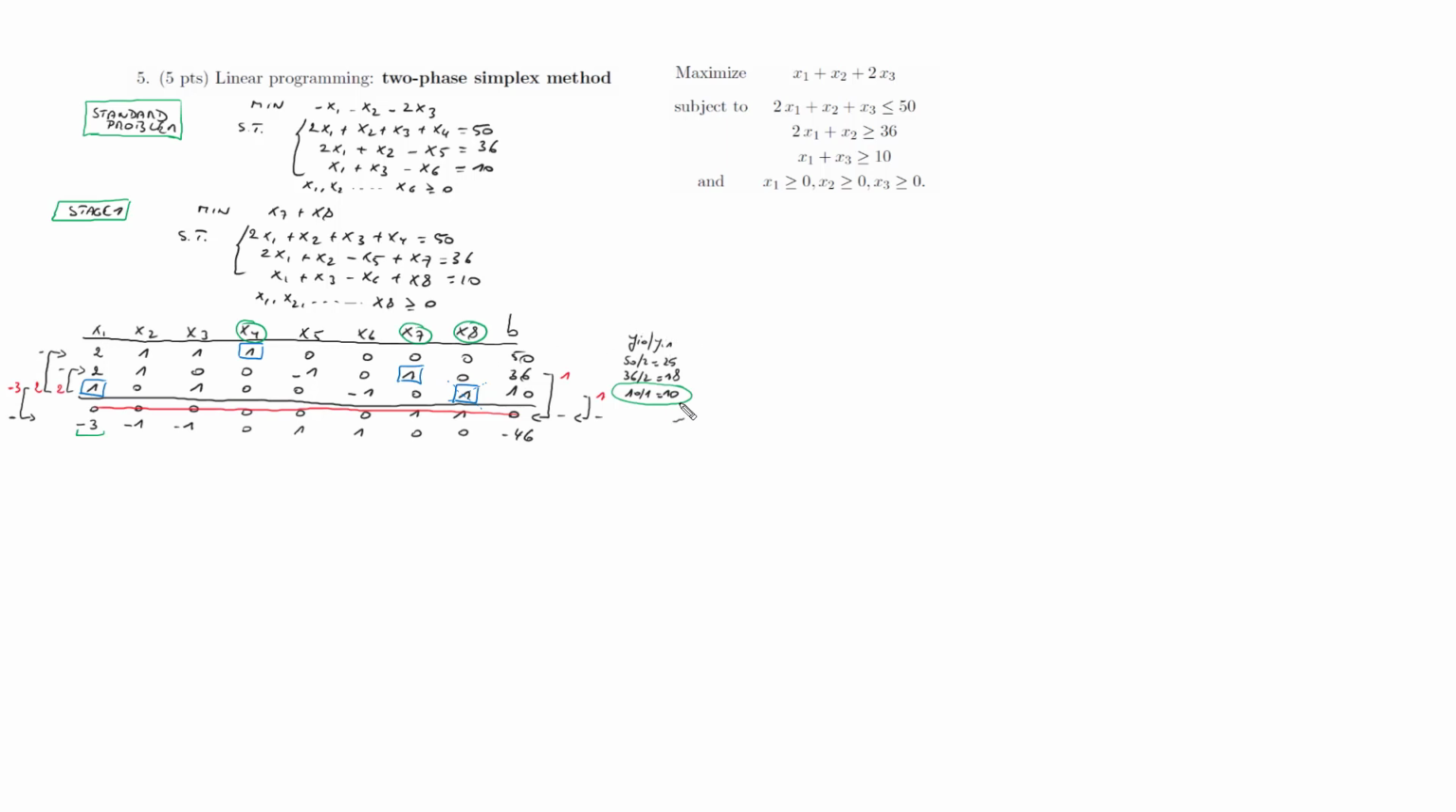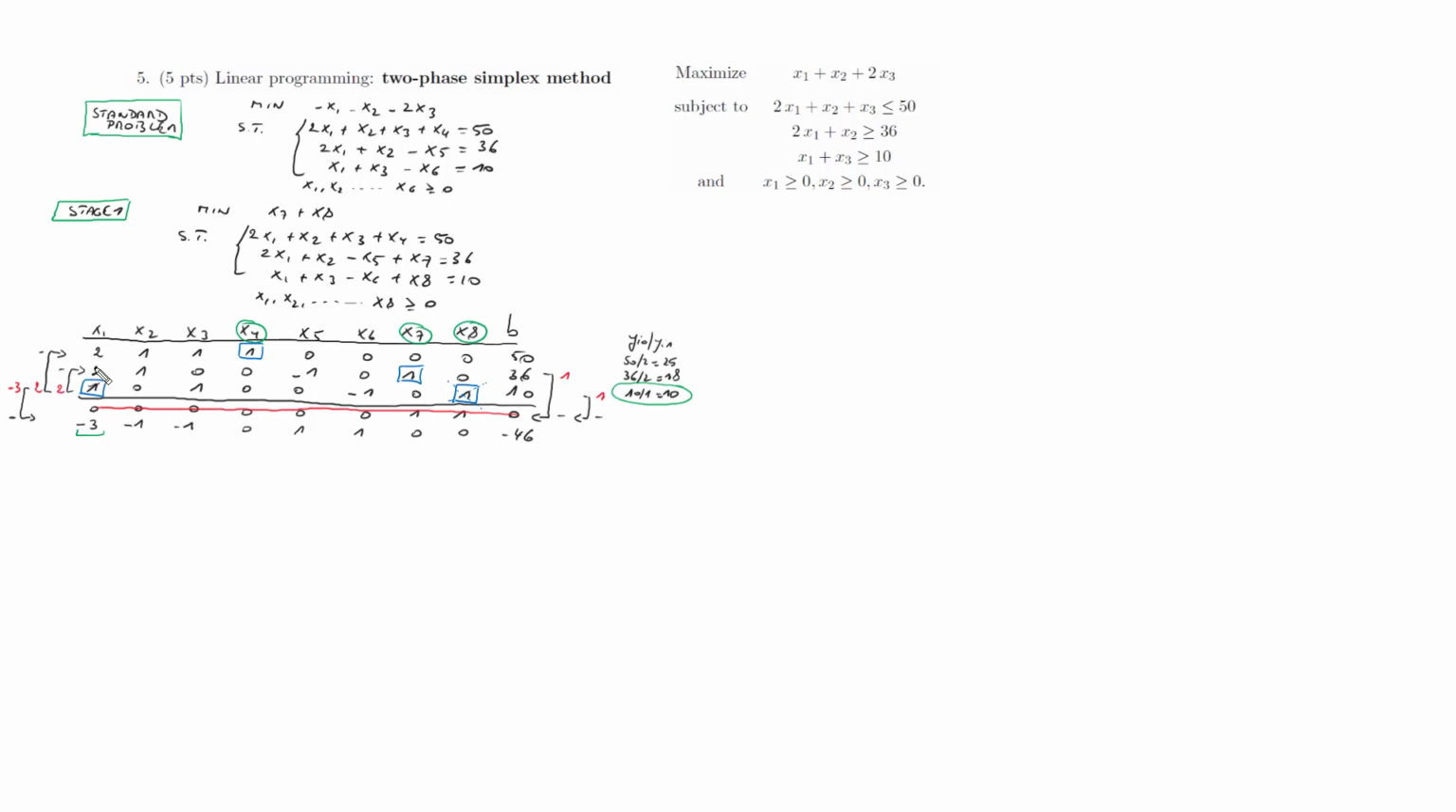And for that we compute this column over here. In this column, what you do is take an element of this B column and divide by the corresponding element in the x1 column over here. So 50 over 2, 36 over 2 and 10 over 1. This is what you see over here, and here you need to select the element that is positive and smallest. So clearly it's this element over here. So we see that this is going to become the next pivot.